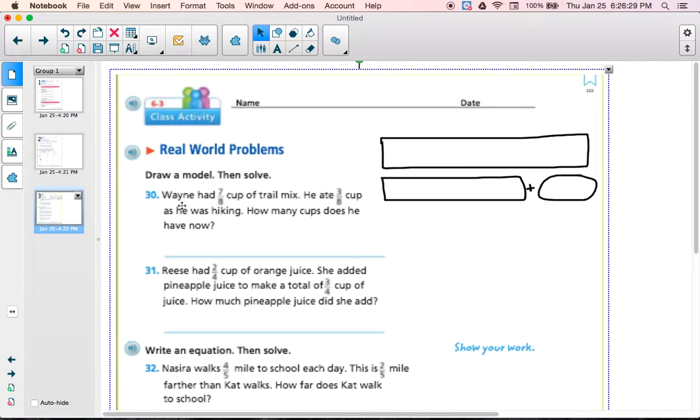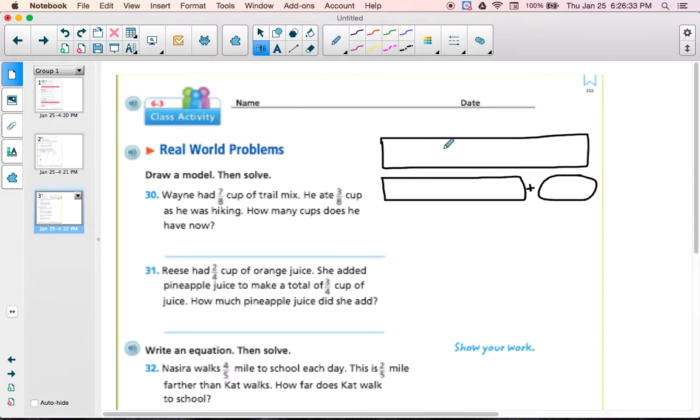But let's try this problem. Wayne had 7/8 cup of trail mix. He ate 3/8 cup as he was hiking. How many cups does he have now? So there's my question. All right, I'm going to call that C. I know that he had 7/8 to start with. I know that somewhere along the line he ate 3/8 of a cup. But now, how much does he have now?